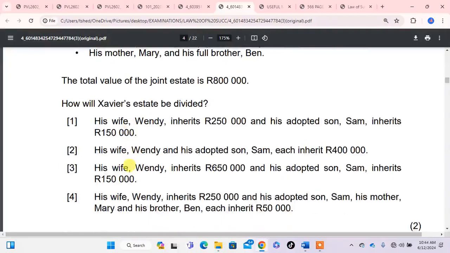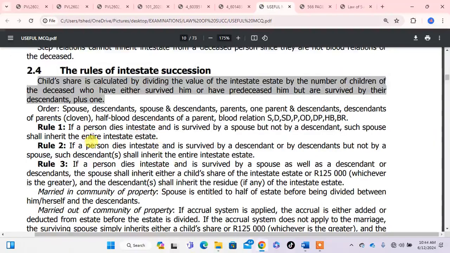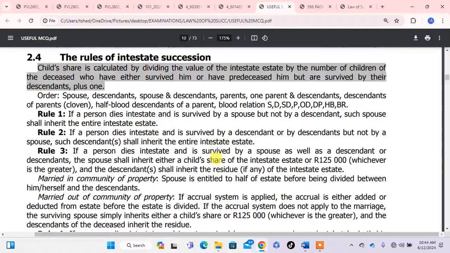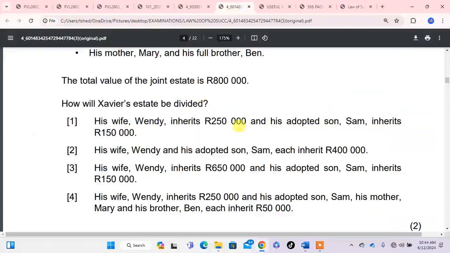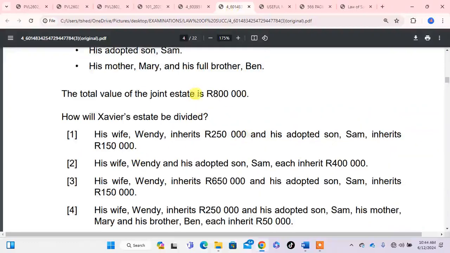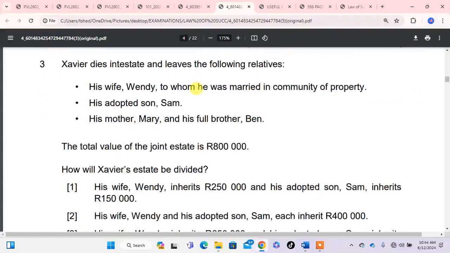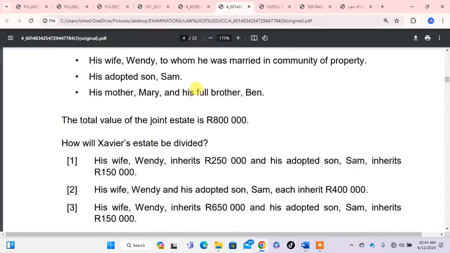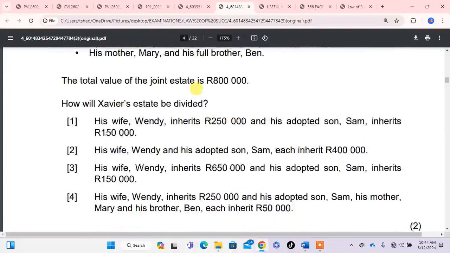Then after the 400,000, you must also know the rules. The rules have made it clear that you must take a portion of 250,000. If you have not read about that 250,000, then it's time for you to revisit it. I know that you understand about the 250,000. So Wendy will inherit 400,000 and then inherit 250,000 from Shavi's estate, and then Sam will inherit 150,000, which is the residue based on the calculation of the child portion, which you know. Therefore, number 3 will be the correct answer.